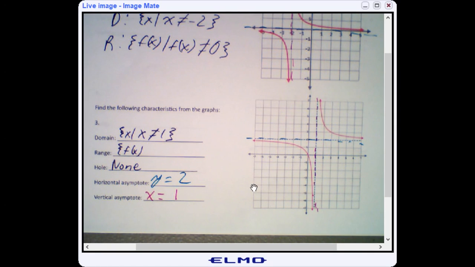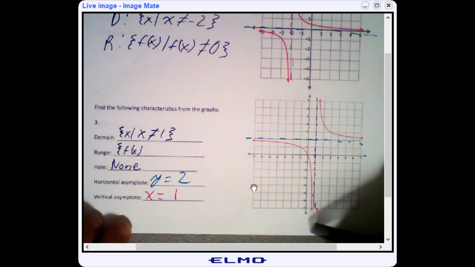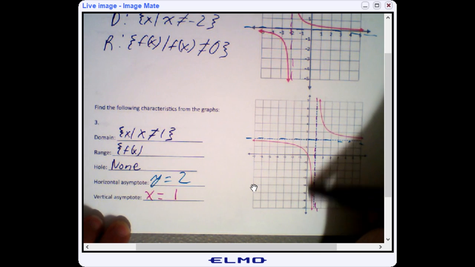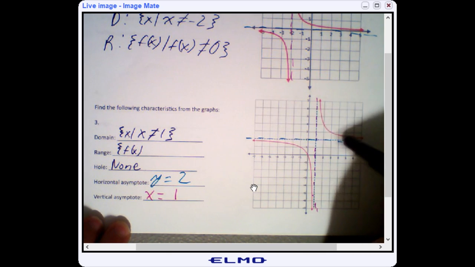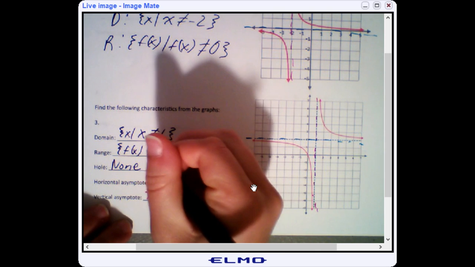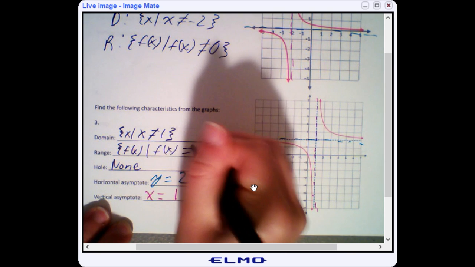So my domain was x cannot equal 1. For the range, I can go down forever. I can go up forever. But as I'm following it up and down, I have this horizontal line I can't cross or touch. So f of x cannot equal 2.